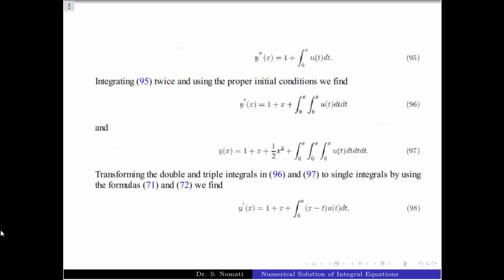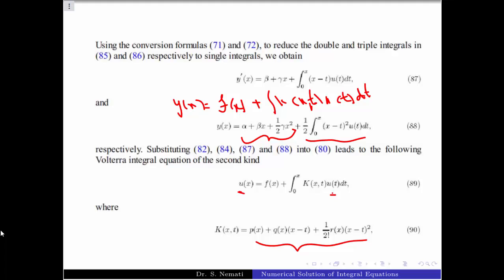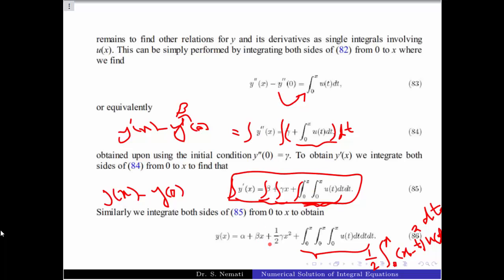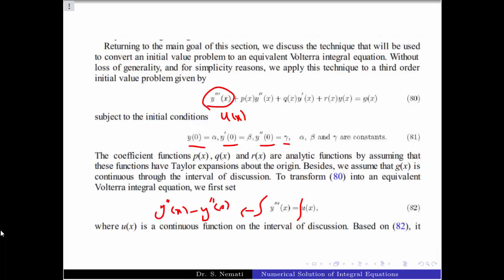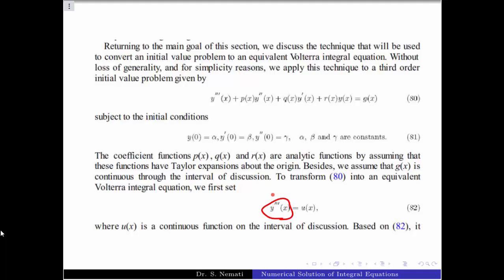So let me show you one thing here. As you see in the general case, we obtained the equivalent from here. Let me clear the page. You have the second order derivative, the third order derivative equals u.